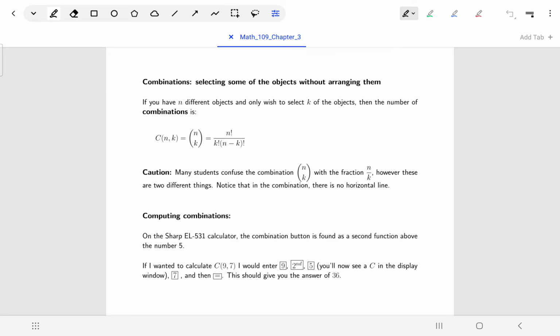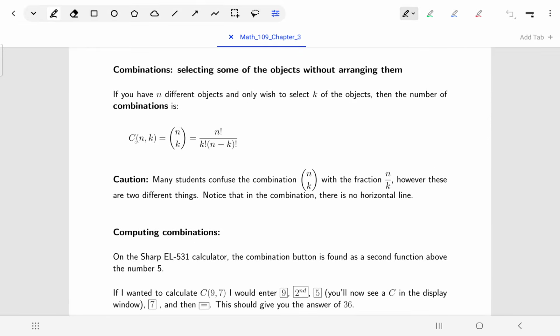And then I have finally combinations where I have, again, a bunch of distinct objects, and this time I only wish to select them. I don't wish to arrange them. So I'm going to select k of those n objects and not put them in any sort of an order, just choose them. So this is a combination, and there's a couple of different notations for combinations. Just like permutations, we had P(n,k). Similarly, we've got C(n,k).